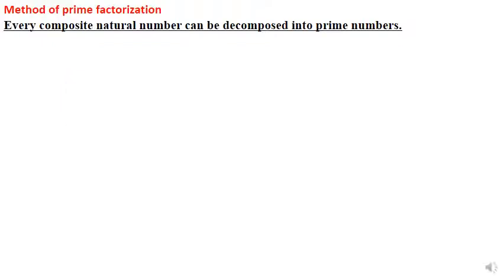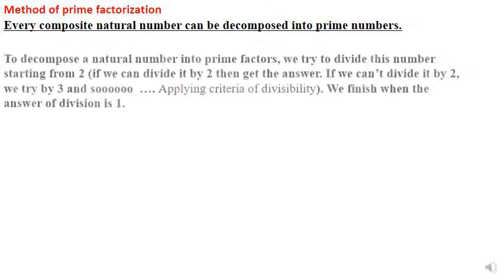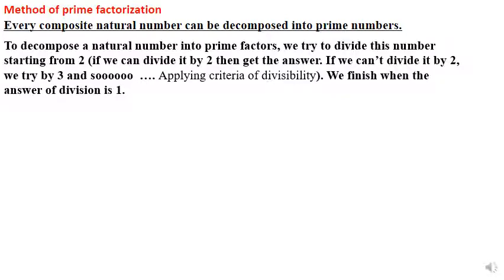First of all, let us remember together what's the meaning of a prime factorization. Every composite natural number can be decomposed into prime numbers. What does that mean? To decompose a natural number into prime factors is to try to divide this number by the prime numbers starting from 2. If 2 doesn't work out, then you go for the 3, and so on, until you find the number which is divisible by the prime numbers.